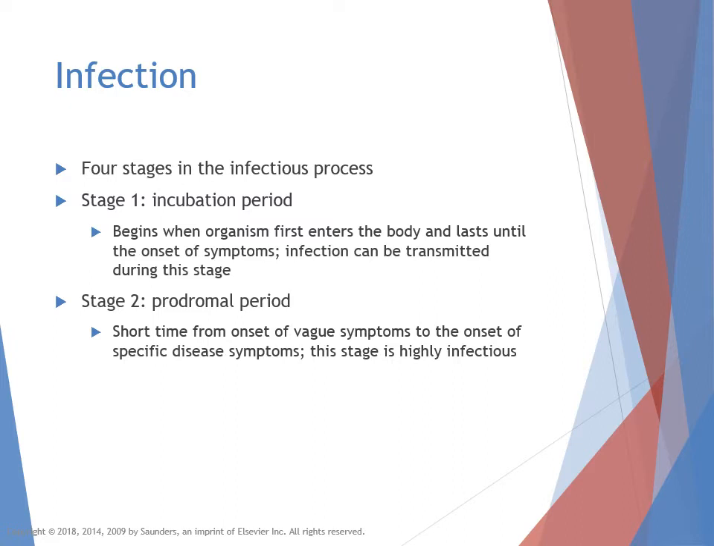Stage 2 is the prodromal period. This is a short time from onset of vague symptoms to the onset of specific disease symptoms. This stage is highly infectious. So at this time, a patient might have vague symptoms like GI discomfort or a small rash, something very vague that could be a million other things, until it gets to very specific disease symptoms.